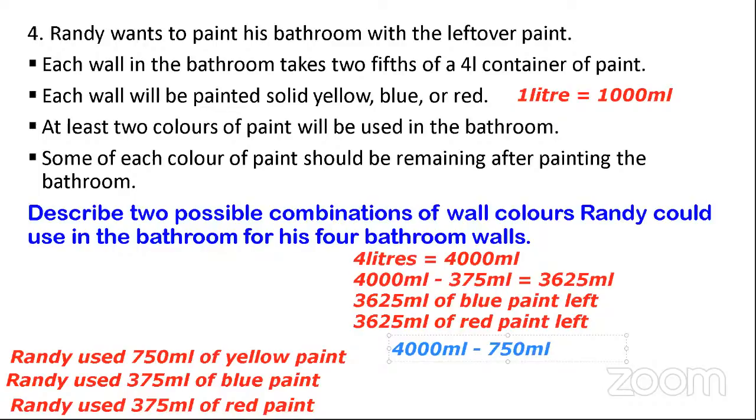And that will give us, thank you, Michael. And I see a lot of persons posting the correct answer. All right. So remember, it's a lot of you and I won't really see all the responses. So 4,000 milliliters take away 750 milliliters will give us a difference of 3,250 milliliters of yellow paint. That is what we have left.